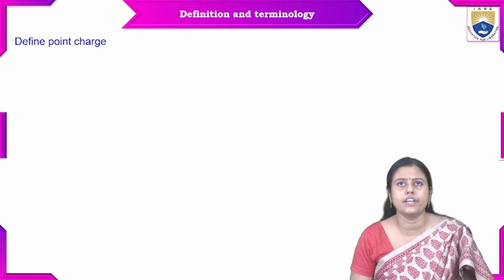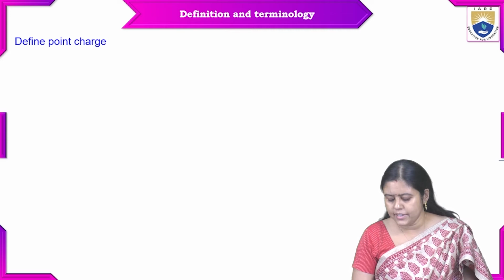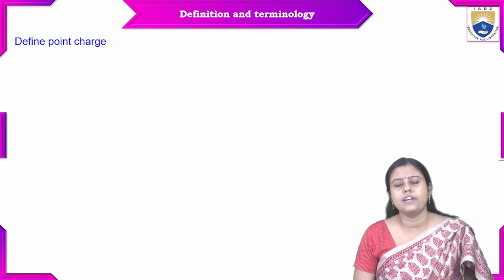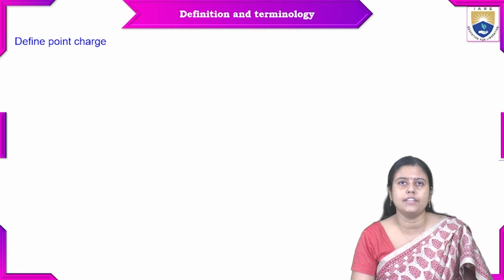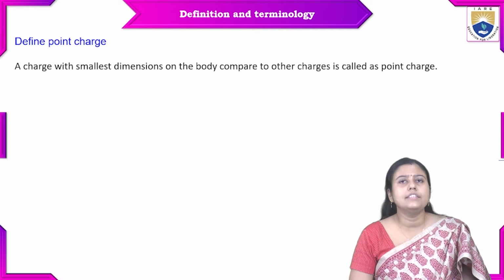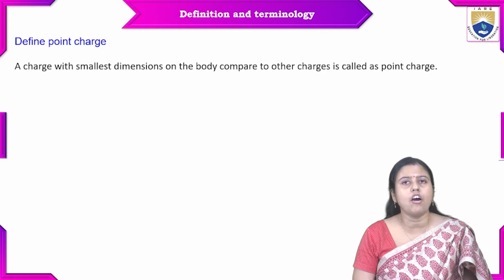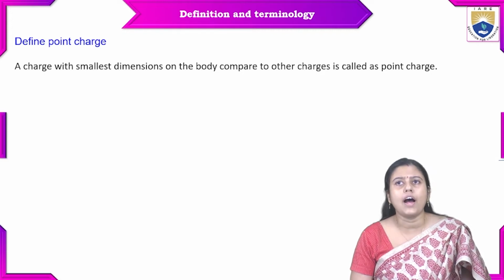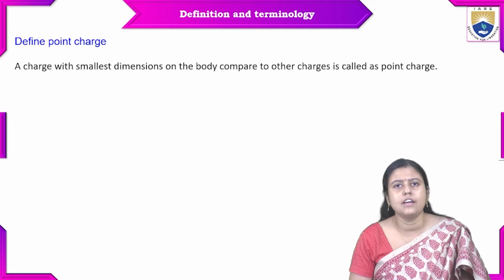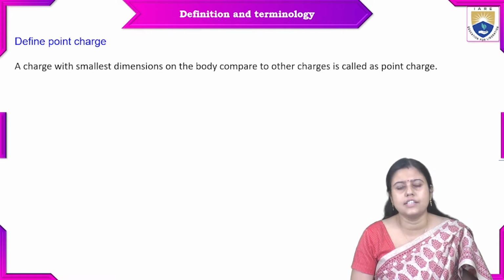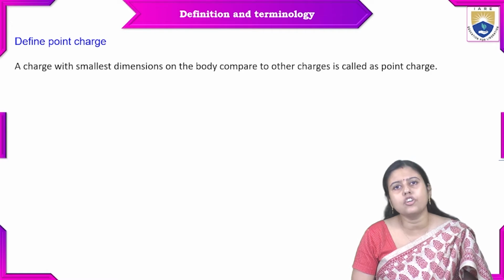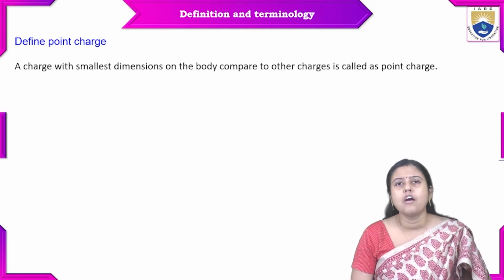Next important definition is to define point charge. What is point charge and why do we need the point charge? Now, a charge with the smallest dimension of any body compared to other charges is called a point charge. Point charge is a fictitious thing, a charge with the smallest dimension. Any electrical molecule, if we break it, we can get some charges. Either it will be positively charged or it will be negatively charged.